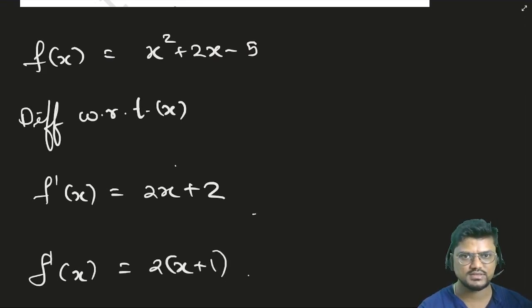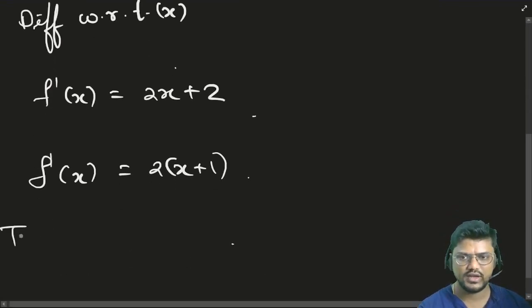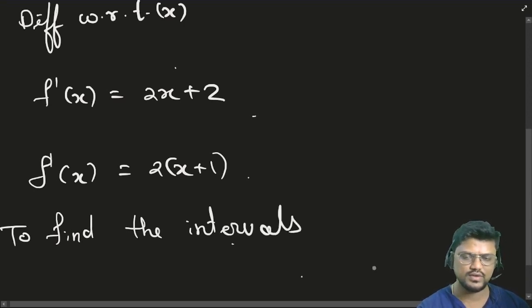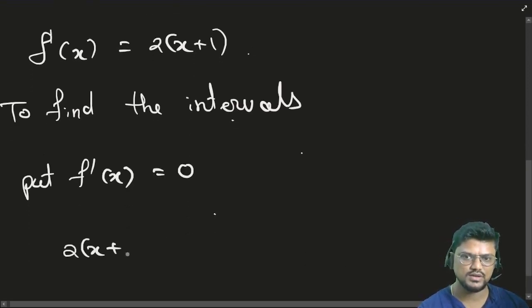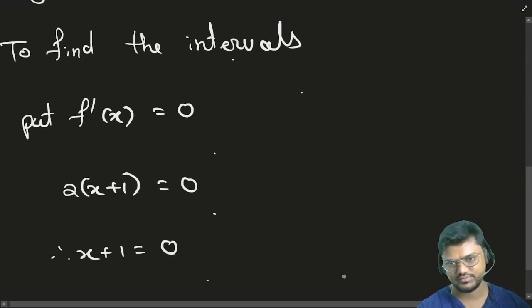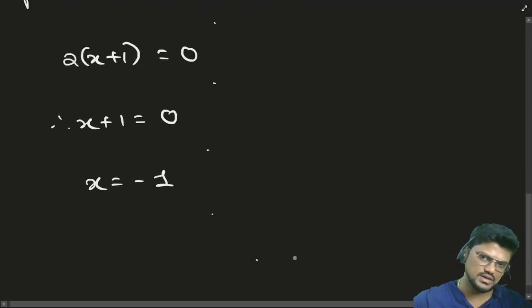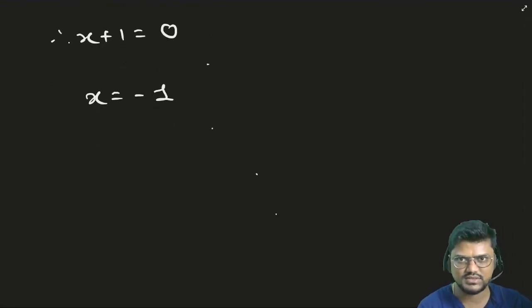To find the intervals, what we will do? We'll put f dash of x equals 0. Therefore, what do we get? 2 into x plus 1 equals 0. So x plus 1 equals 0, and then what you get is x equals minus 1. So x equals minus 1 is the point where the tangent is horizontal, means the curve is something like this.